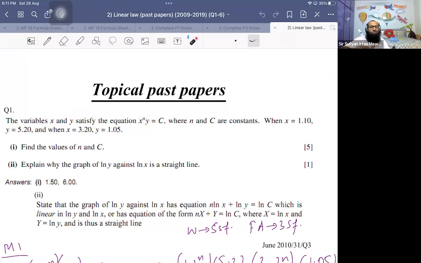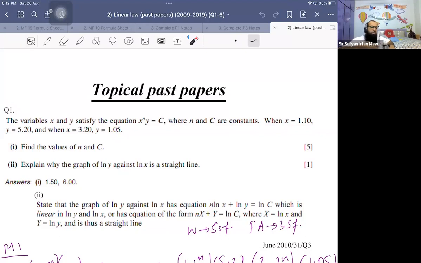Whatever will come on the vertical axis will be a variable, and whatever will come on the horizontal axis will be a variable. So something which involves x and y will be on the horizontal and vertical axes, where n and c are constants. Now, when x is 1.10, y is 5.20. When x is 3.20, y is 1.05. So if we check part number 1, we are hardly able to identify whether linear law will be applied here or not.